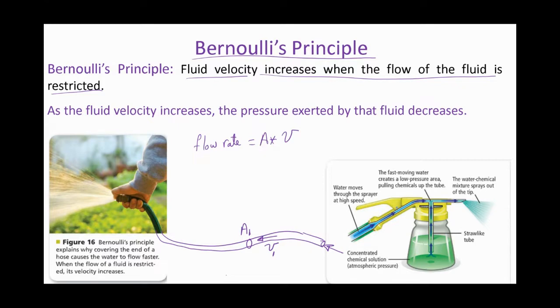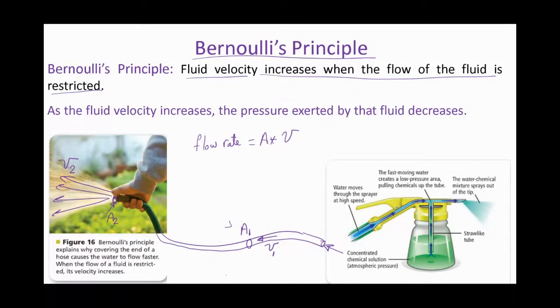So if you try to restrict the output on the opening of the hose, if you put your thumb or your finger at the opening, you will decrease the area of the opening. So the area here, A2, is much smaller than A1. What do you think will happen to the water? That's right. The speed will increase.